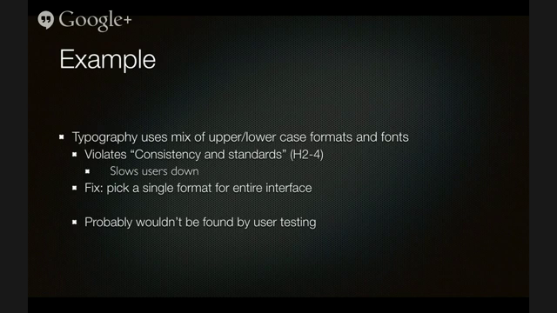You would label this on a specific part of the interface. So you would say, here are two places where your fonts just aren't consistent. As a fix, I think you should pick one format for the entire interface. And you would pick a severity rating for these things, et cetera.